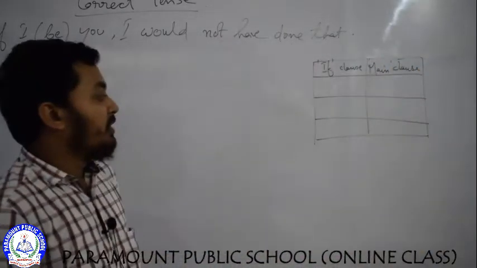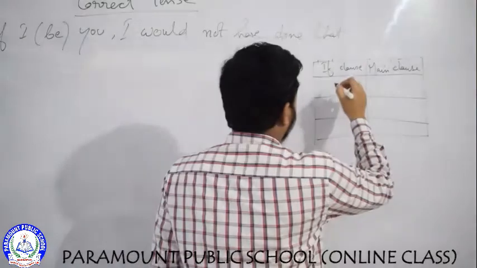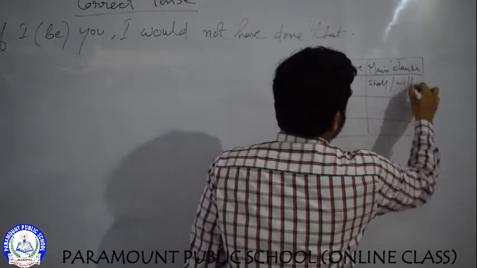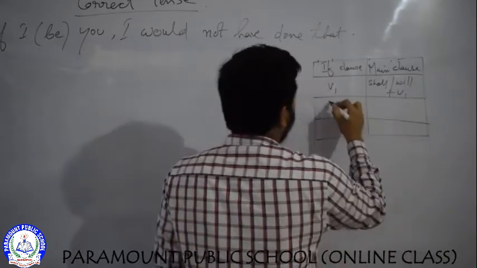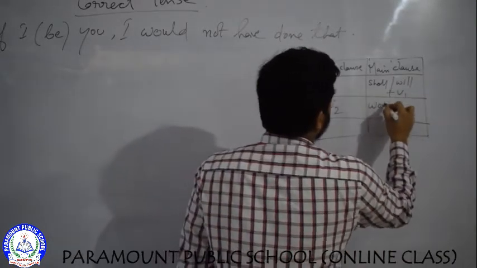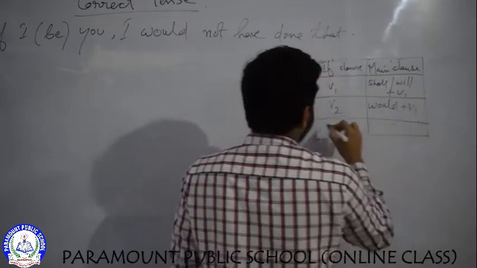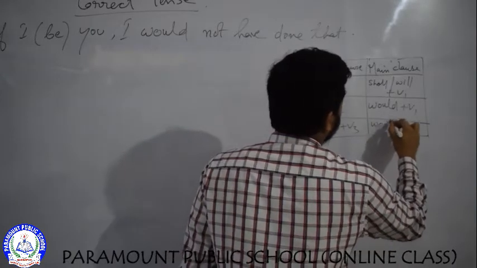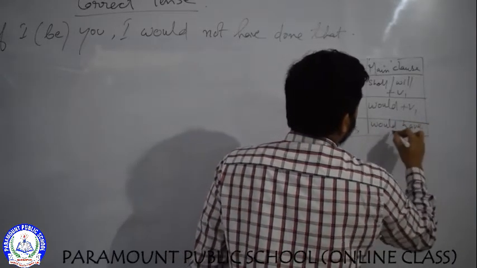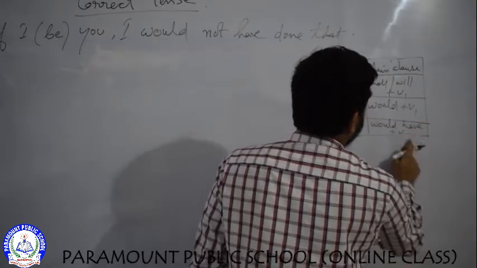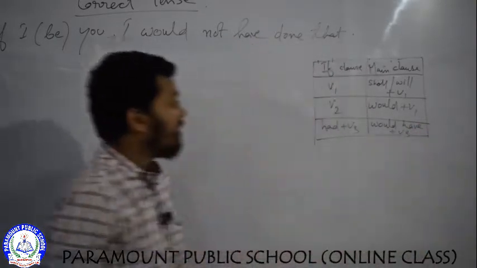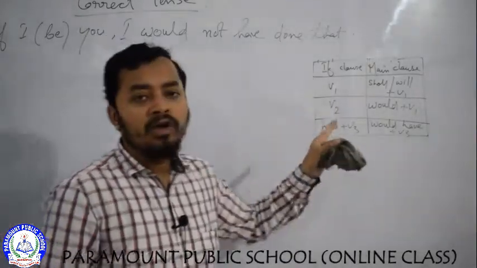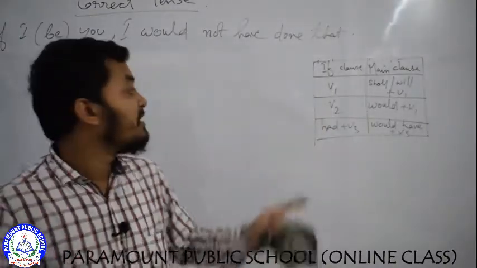If clause and main clause. V1: shall or will plus V1. V2: would plus V1. Had plus V3: would have plus V3. Clear? So this is the rule, this is the table which will help you to solve conditional sentences easily.